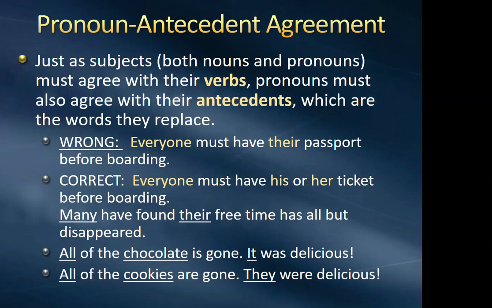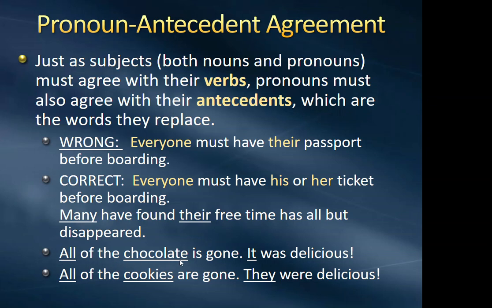All right. And just as subjects, nouns and pronouns must agree with their verbs, pronouns must also agree with their antecedents, which are the words they replace. So we just talked about using his or her instead of their, and we're going to look at this. Many have found their free time has all but disappeared. This is correct because we learned that many is a plural word. Many and several and few, we talked about those. And we also talked about some that are sometimes singular and sometimes plural.